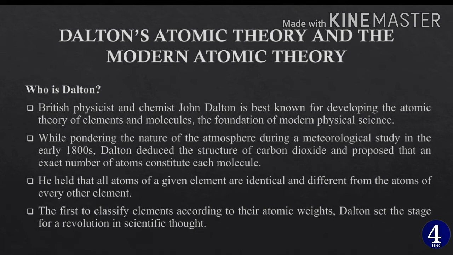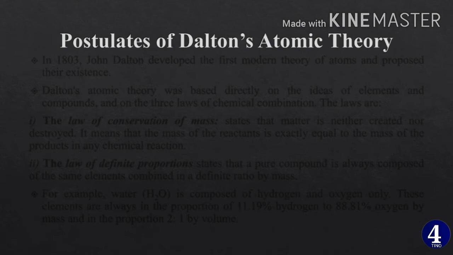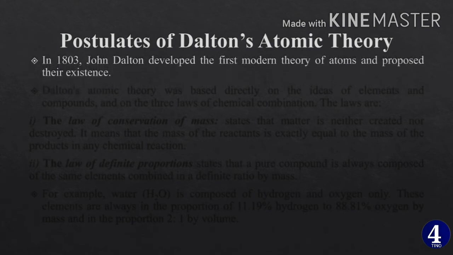Now let's see what the basis was for Dalton to discover the existence of atoms. Let's begin. The postulates of Dalton's atomic theory, or what he said about the atom, are presented here. In 1803, John Dalton developed the first modern theory of atom. Not the first theory, but the first modern one, which is based on experiment. It was not only a hypothesis, not only thinking, it was proven in a laboratory. So he developed the first modern theory of atom and proposed the existence of atoms.